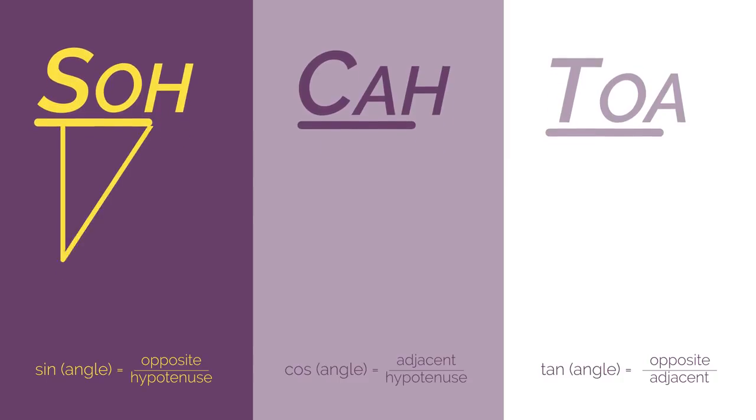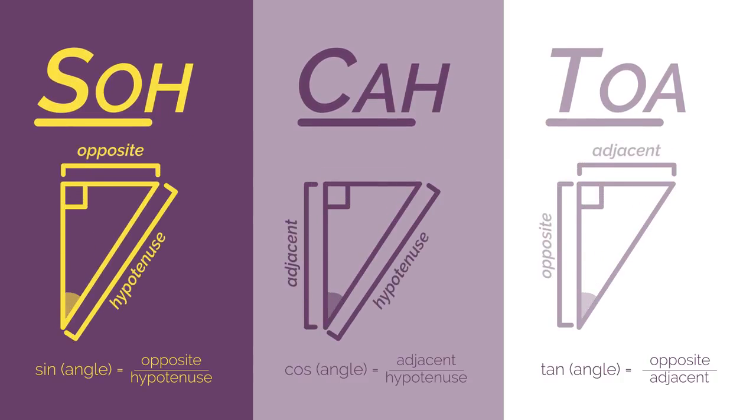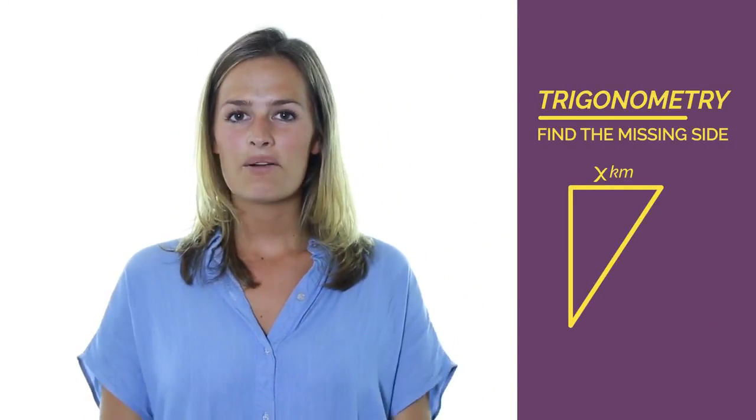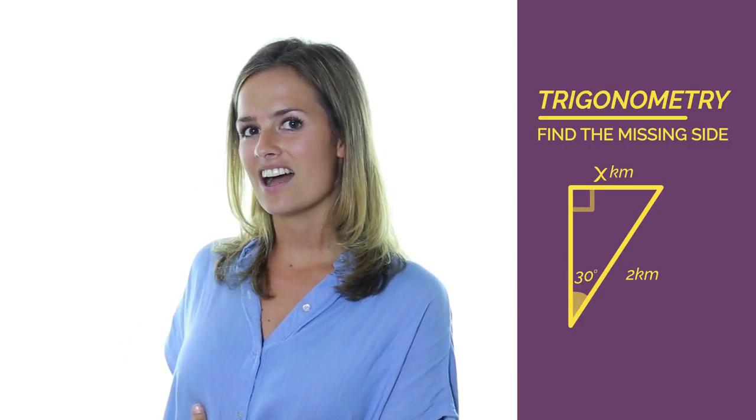Time to put your knowledge of the sine, cos and tan functions and the sides of right angle triangles to the test. If you've forgotten which side is the adjacent, opposite and hypotenuse, and what the word SOHCAHTOA means, watch our Introduction to SOHCAHTOA video first. In this video, we're going to use trigonometry to find a missing side when we know an angle and another side.